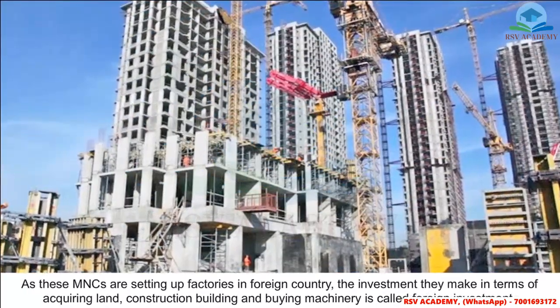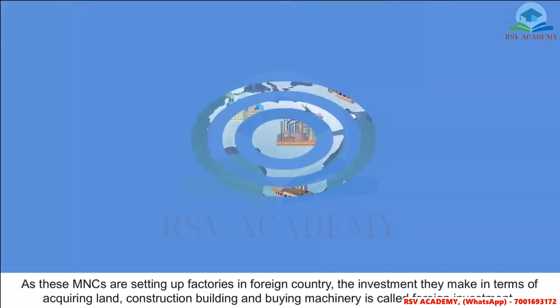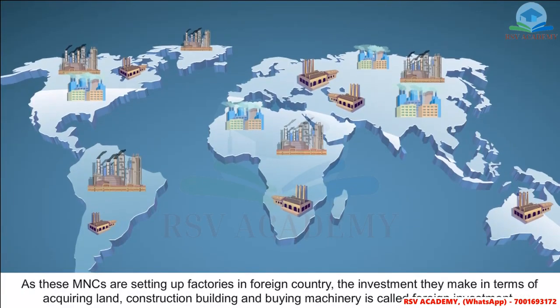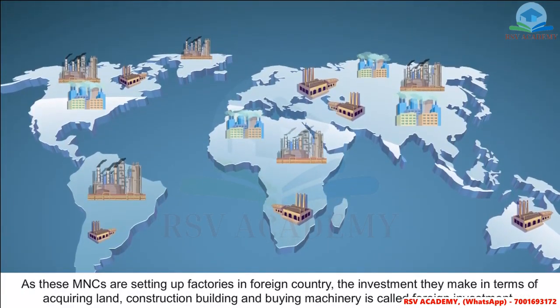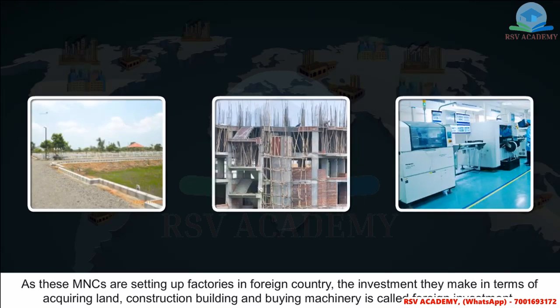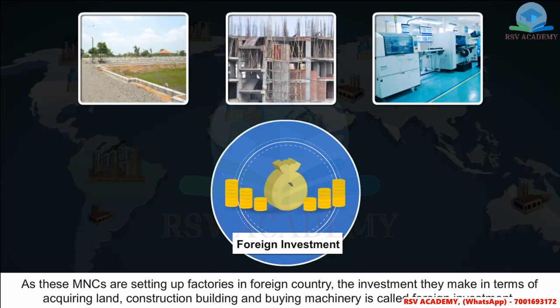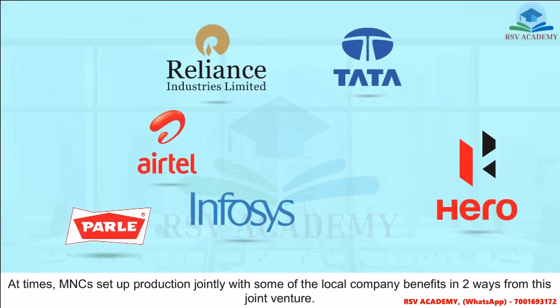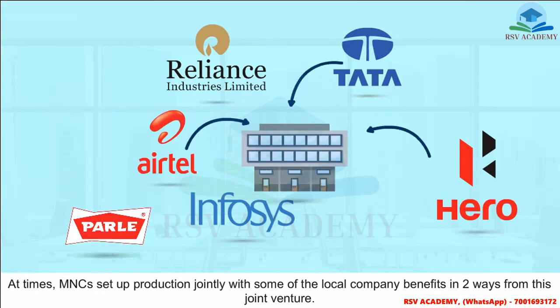As these MNCs are setting up factories in a foreign country, the investment they make in terms of acquiring land, constructing buildings, and buying machinery is called foreign investment. At times, MNCs set up production jointly with some of the local companies. The local company benefits in two ways from this joint venture.